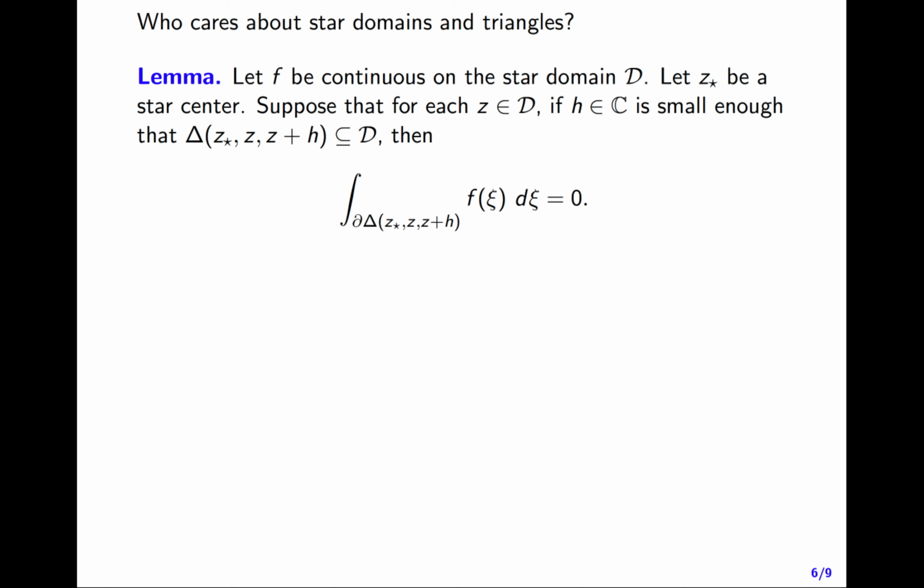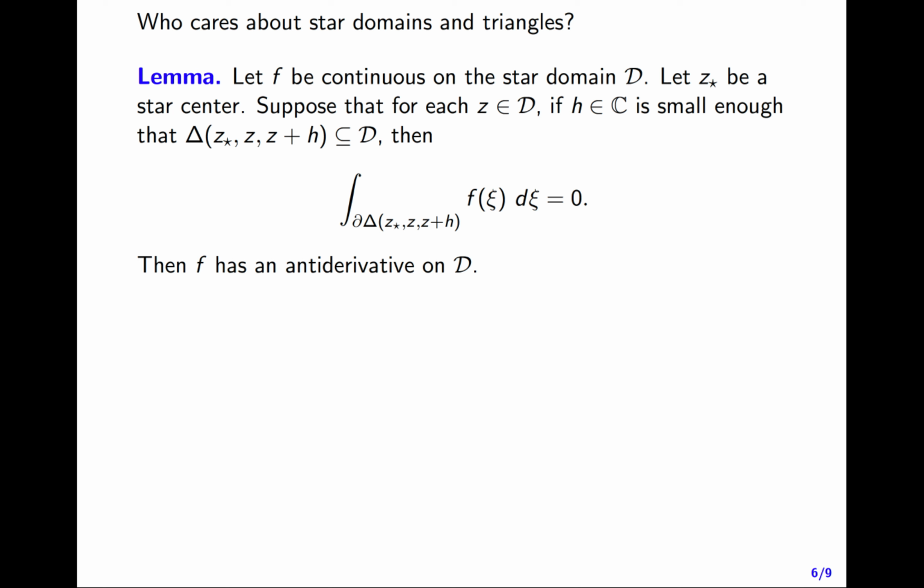Suppose that if this triangle is contained in D, then the integral over the triangular path spanned by Z star, Z, and Z plus H of F is equal to 0. In other words, the integral of F around the triangle with edges Z star, Z, and Z plus H is equal to 0. Suppose this happens. Then F has an antiderivative on D.